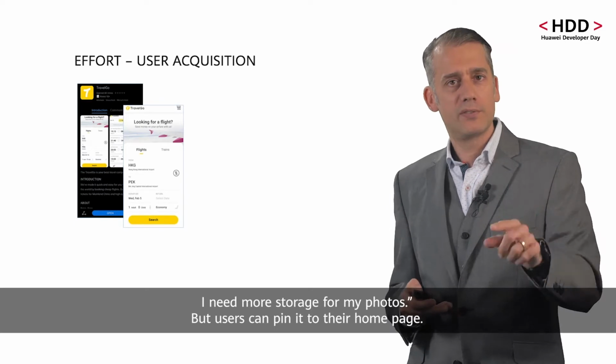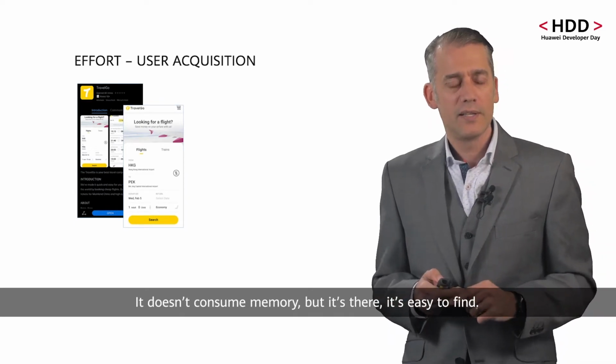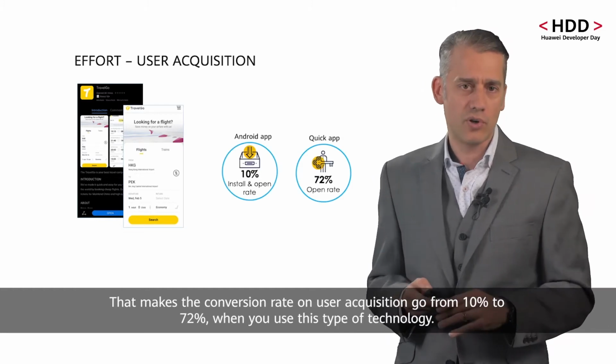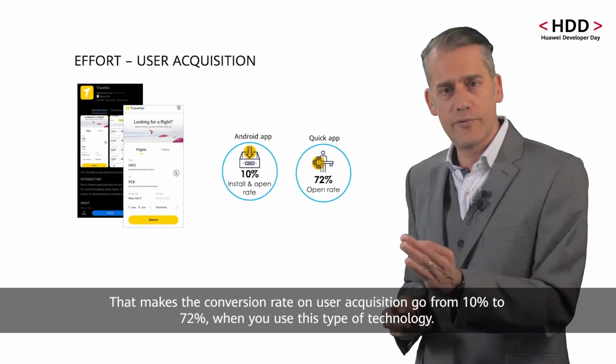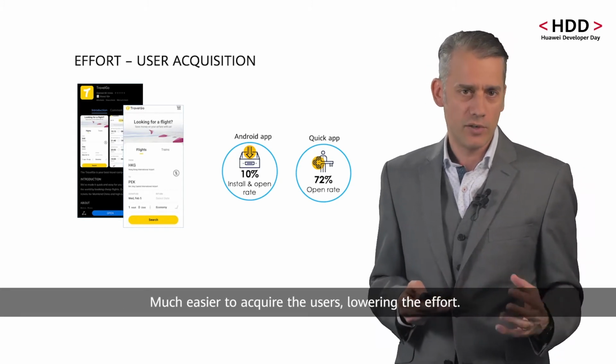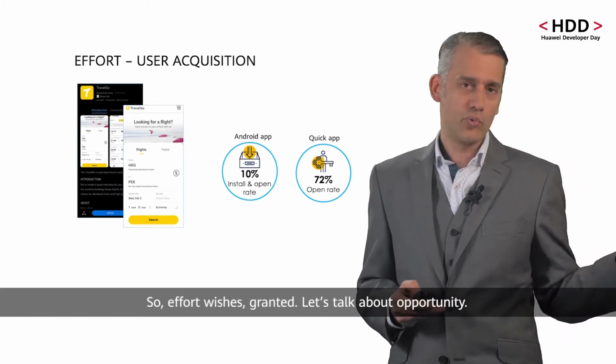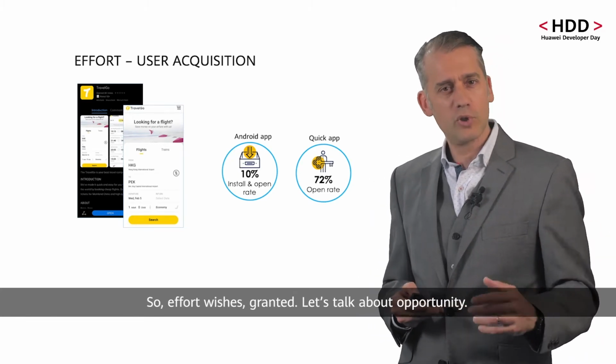But the user can pin it to their homepage. It doesn't consume memory, but it's there, it's easy to find. That makes the conversion rate, the user acquisition, go from 10% to 72% when you use this type of technology. Much easier to acquire the users, lowering the effort. So, effort, granted. Let's talk about opportunity.